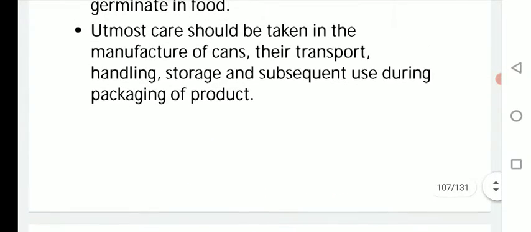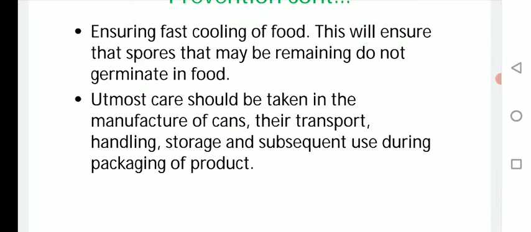So this is overall bacterial intoxications. So in the next lecture we are going to see fungal intoxications.